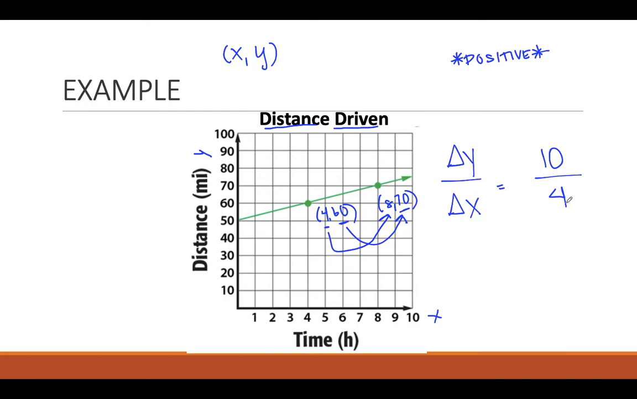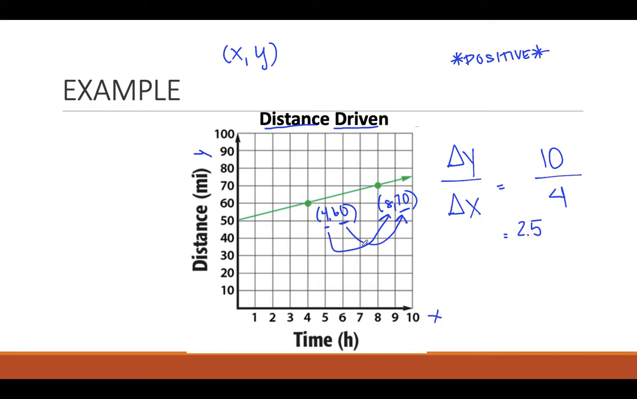Now in this case, you are going to simplify your fraction or your ratio by dividing 10 by 4. If you divide 10 by 4, you get 2.5. I'm going to write this down here. So 2.5.